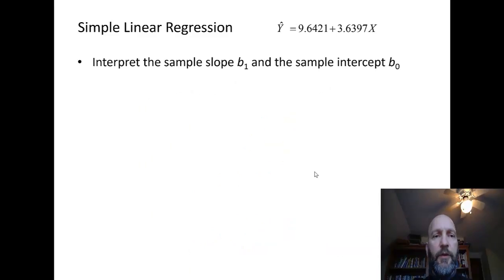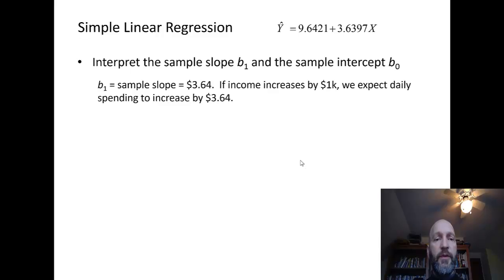Let's look a little bit more at the regression equation that we just fit. In particular, we want to be able to interpret the slope and the intercept. The slope is going to be just the change in y divided by the change in x. So what does that mean in this situation? We have an estimate of $3.64, and so if we let x change by 1 unit, which is $1,000 in actuality, then we're going to expect the daily spending to increase by the slope, or $3.64.